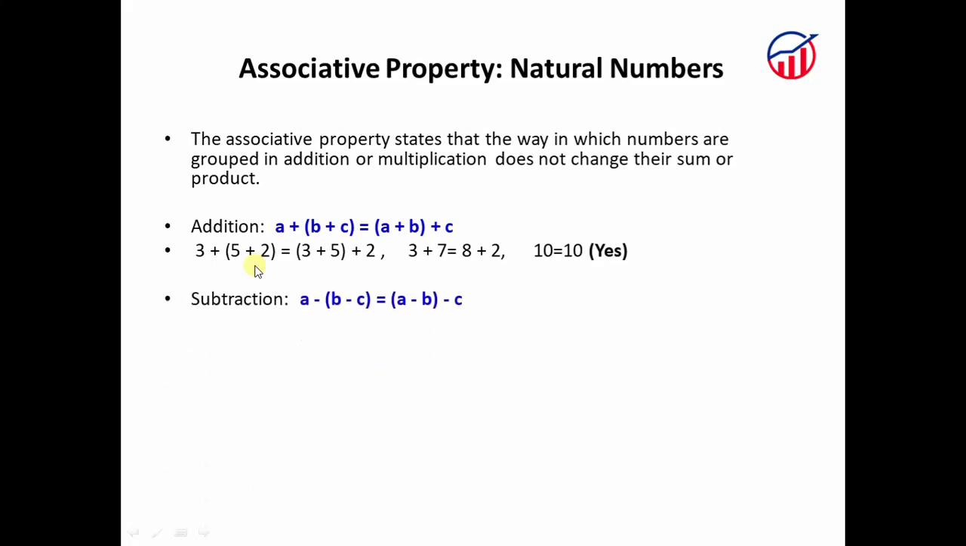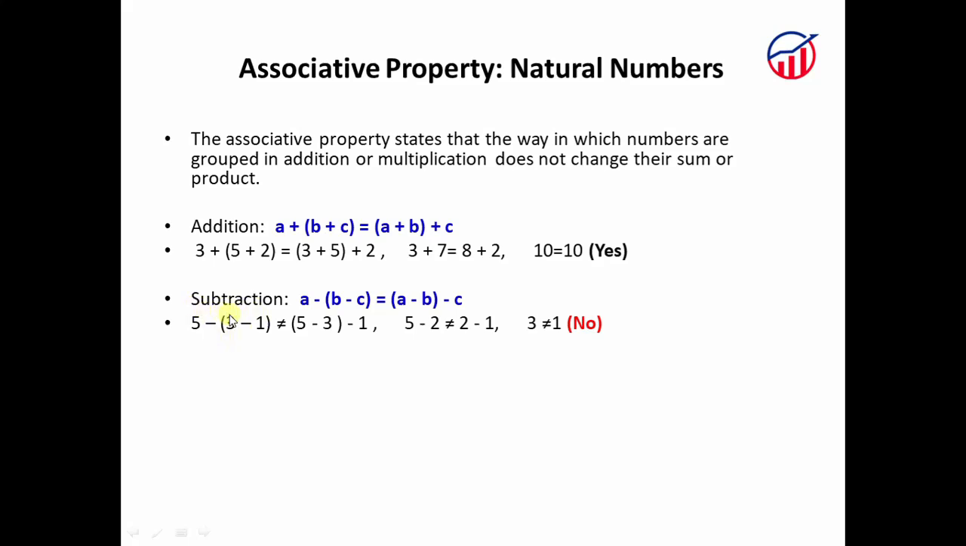Now let's check the same thing for subtraction. So a minus (b minus c) is not equal to (a minus b) minus c. This is how you are going to write. So let's check it out. Let the values of a, b and c be 5, 3 and 1. So 5 minus (3 minus 1) is not equal to (5 minus 3) minus 1.